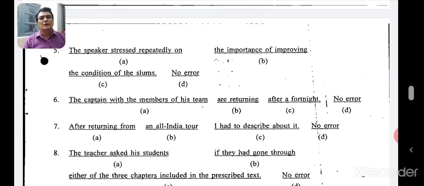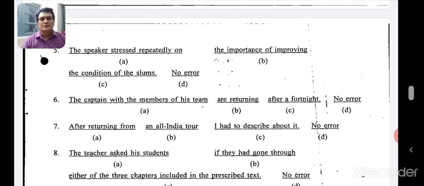Now we'll take up another 4. The speaker stressed repeatedly on the importance of improving the condition of the slums. No error.